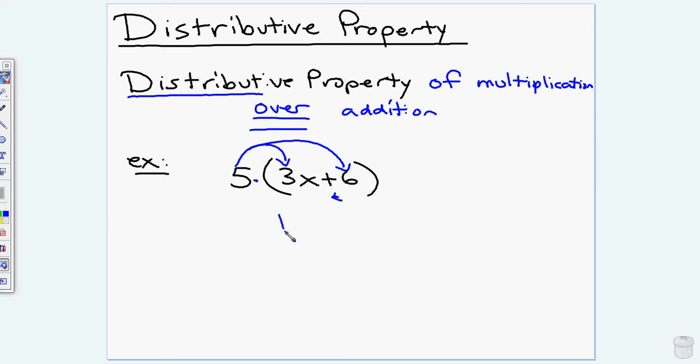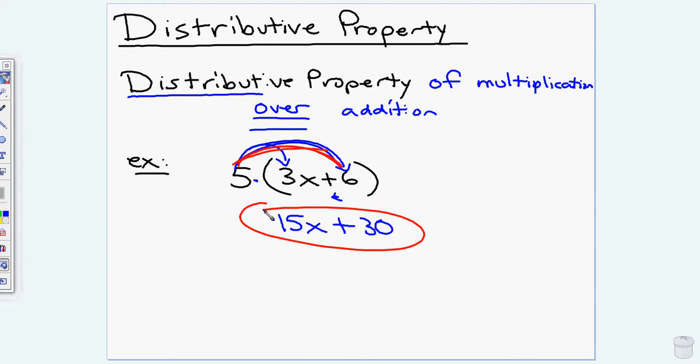So this will become 15x plus, what's 5 times 6? 30. So it's a very simple property, but it's one that's very, very important, and a lot of people make the mistake of forgetting to multiply the 5 times the 6. That's the most common thing. That's your answer right here, 15x plus 30. We can't do anything else with it because 30 does not have an x with it. Okay, we leave it as a binomial.